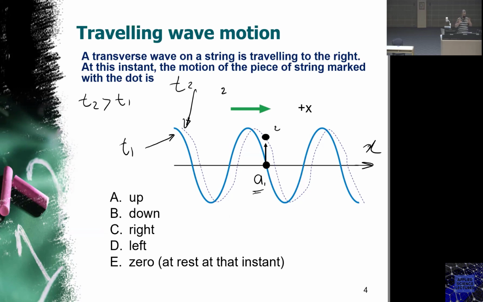If the wave is moving to the right, and this is A1, if the wave at that moment T1, then where are you expecting this dot to be on a wave at T2? Up. That's correct. And the way to look at it is this way.